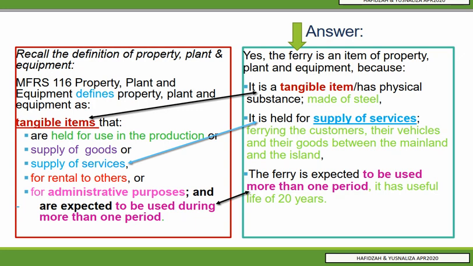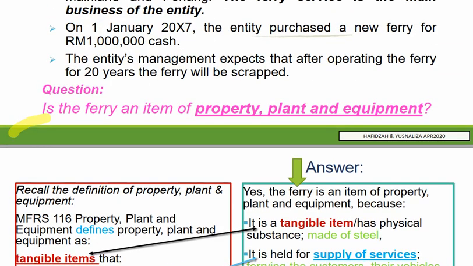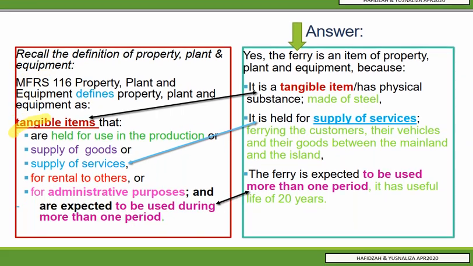MFRS 116 defines property, plant, and equipment as, remember just now I told you, tangible items that are held for use in the production or supply of goods or services, for rental to others or for administrative purposes, and are expected to be used during more than one reporting period. So let us answer this question. Is the ferry an item of property, plant, and equipment?